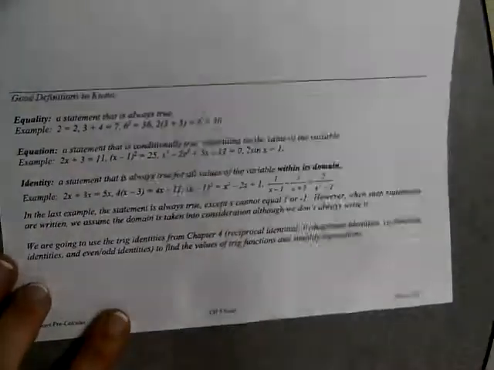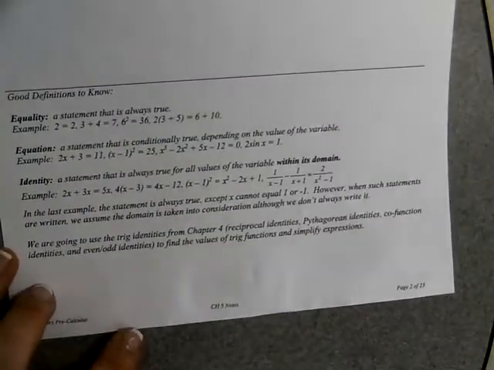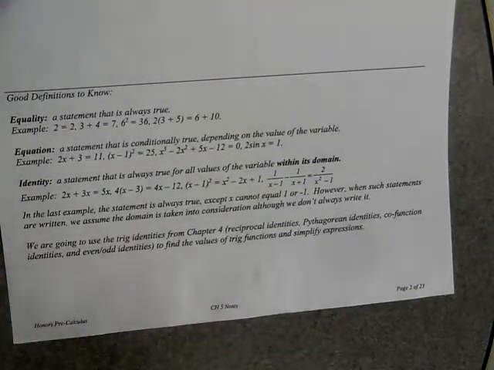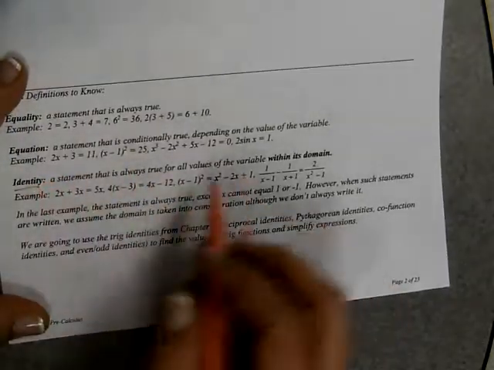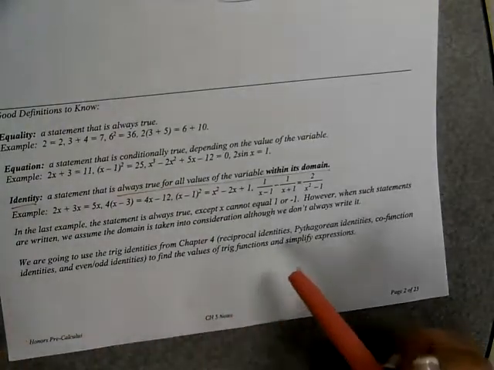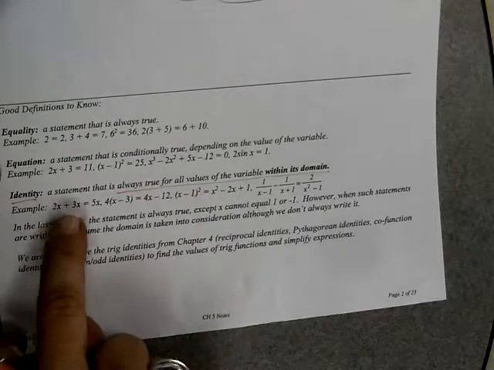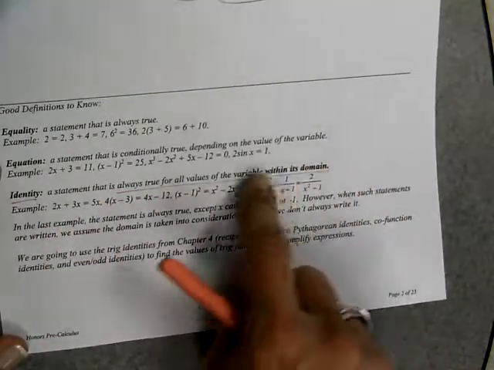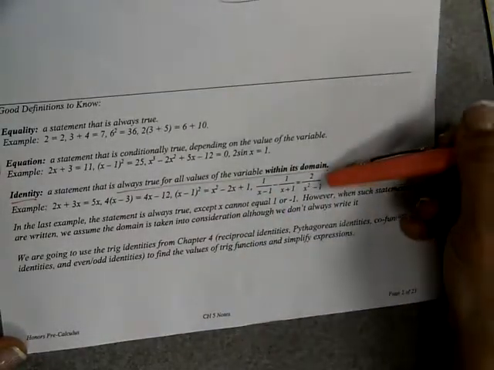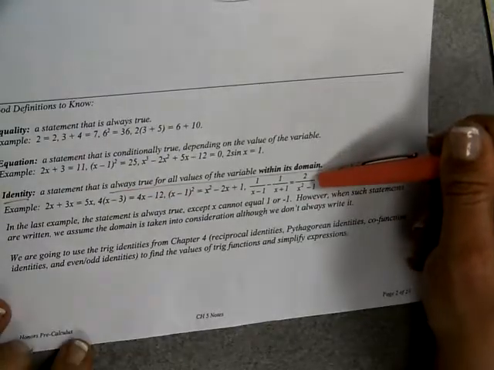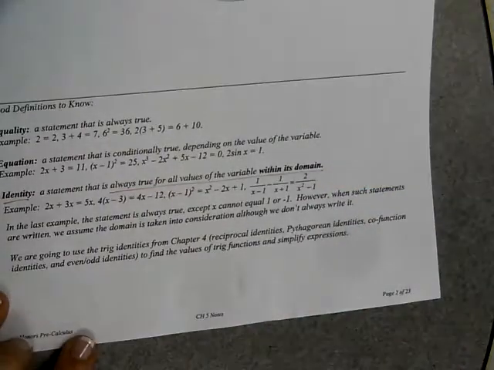It follows down here, just some good definitions to know, but the one that I really want to focus on for this section is the idea of an identity. An identity is a statement that is always true for all values of the variable within its domain. If you have a simple linear equation, that's true. However, when we get into rational equations, it's only true, for example, for values that are not 1 or negative 1, because you want to make sure that the values fit the domain.